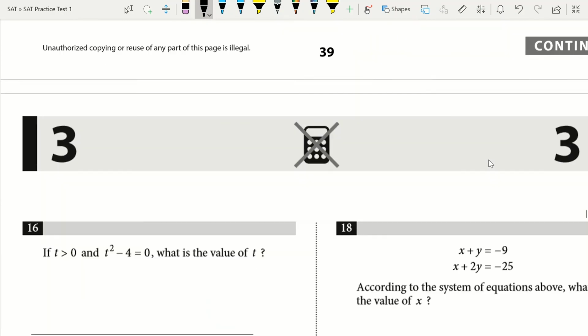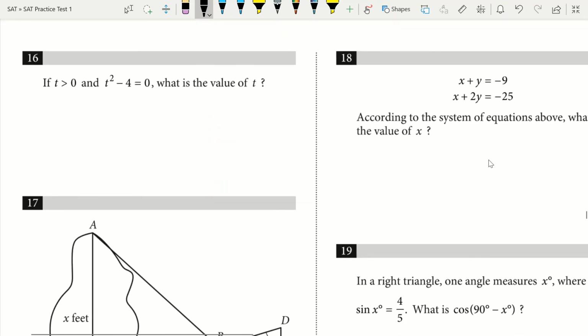All right, question 16. If t is greater than 0 and t squared minus 4 equals 0, what's the value of t? I add 4 to each side, and now I get t squared equals 4. We're told t has to be positive, so it can't be negative 2. When we root each side, we're going to get t equals 2, so my answer is going to be 2.